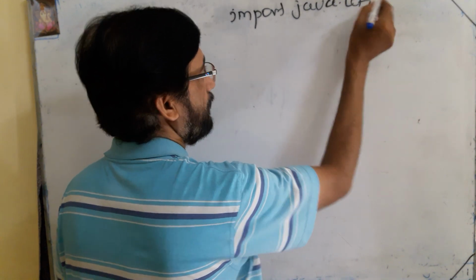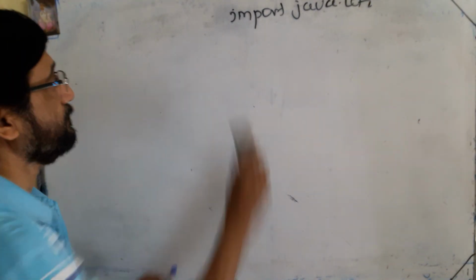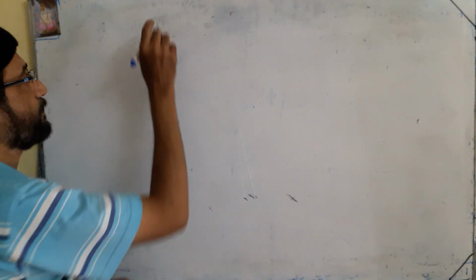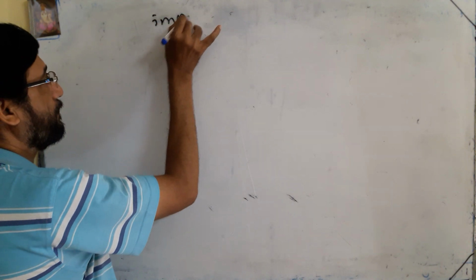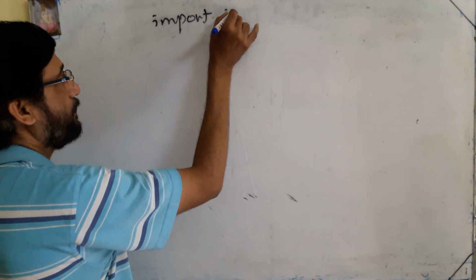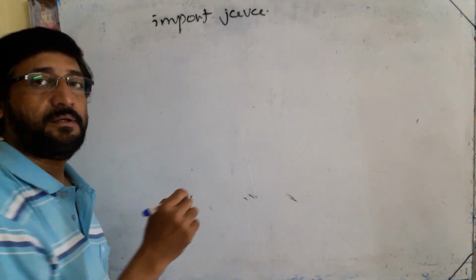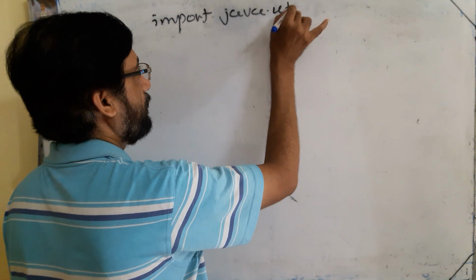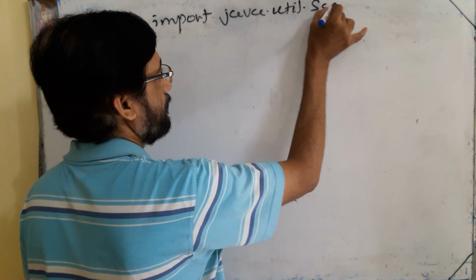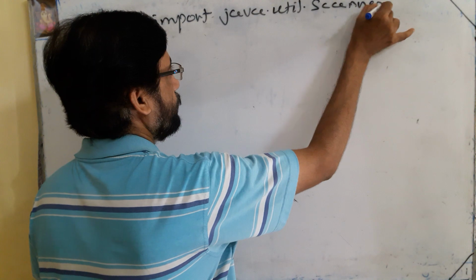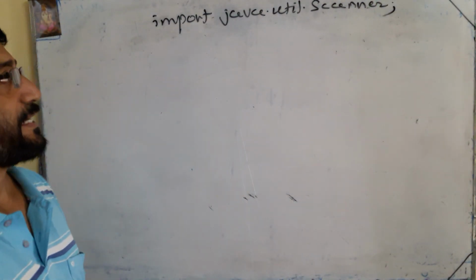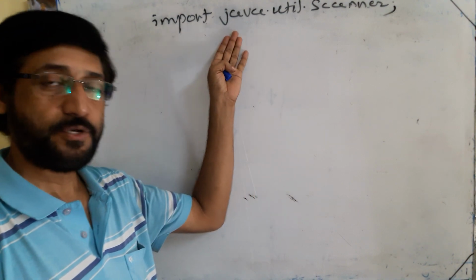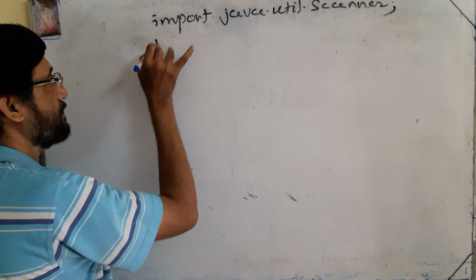util. Let me write this side. It's not spacious, so I'll write here. Import java dot util dot Scanner. So you need to import the Scanner class from the util package, which is present in the java package. Java is also a package. Then you start the class.